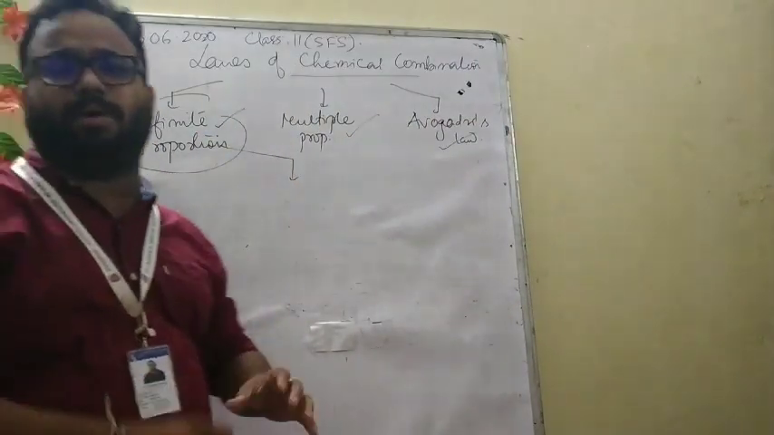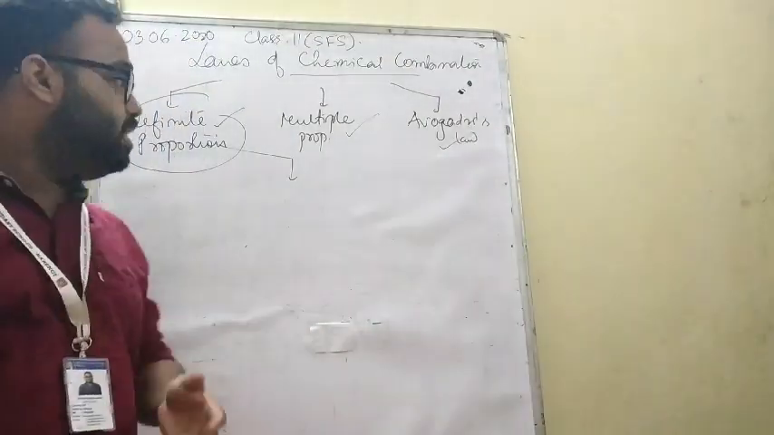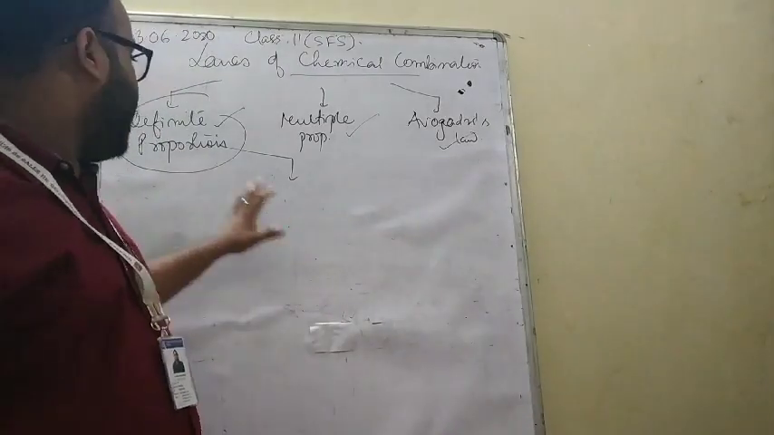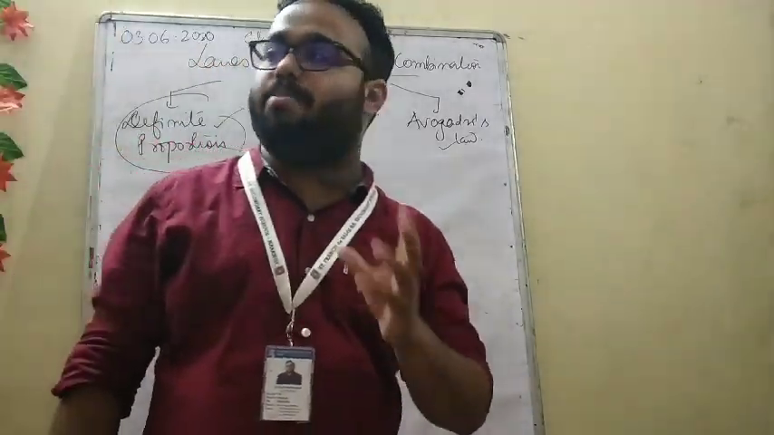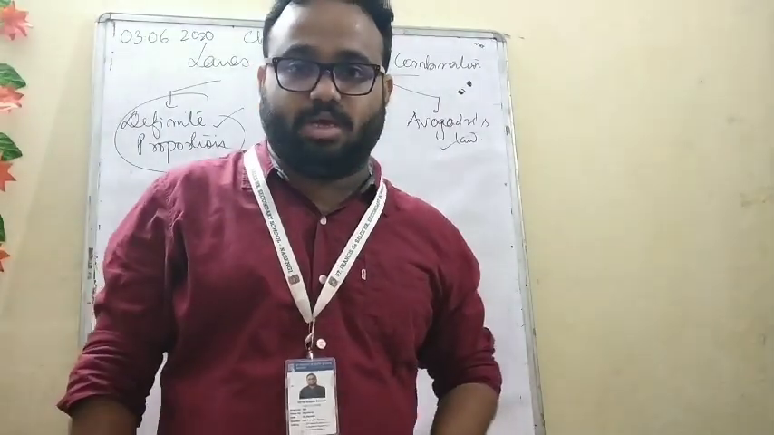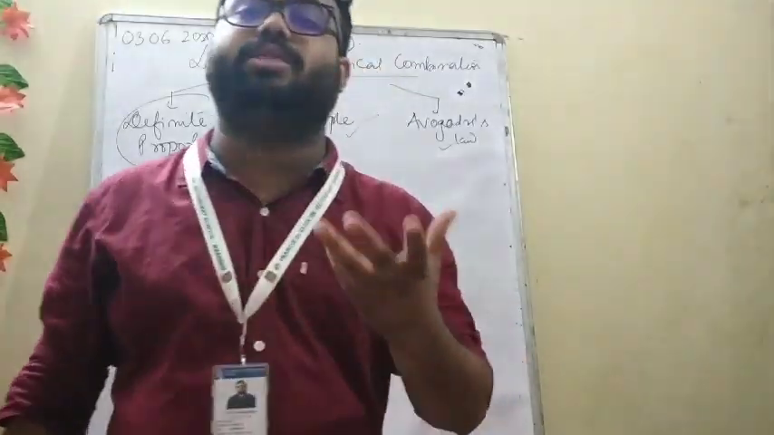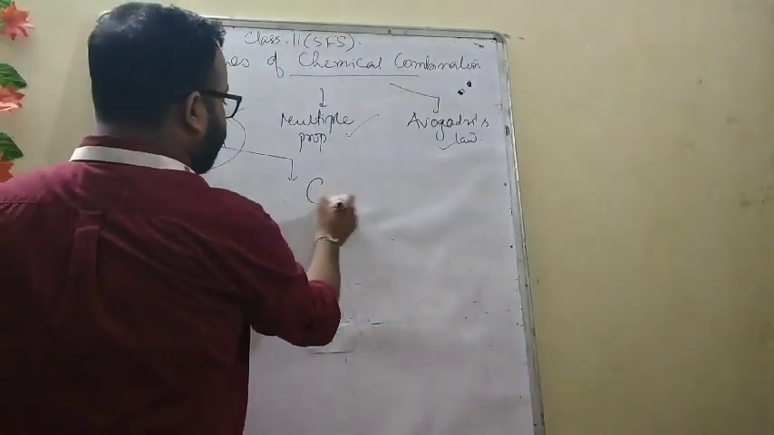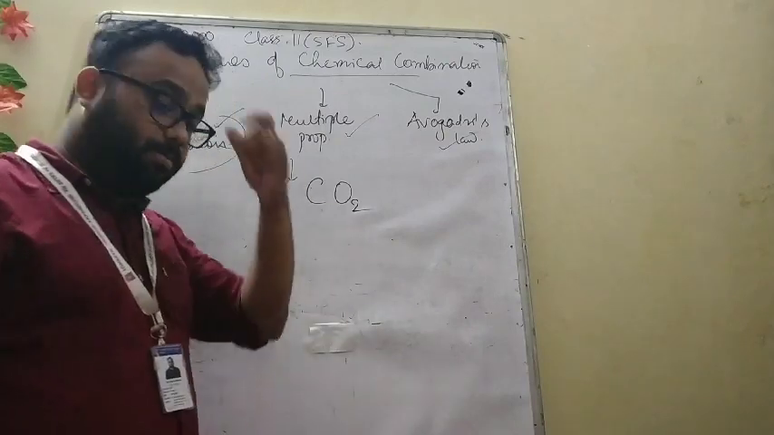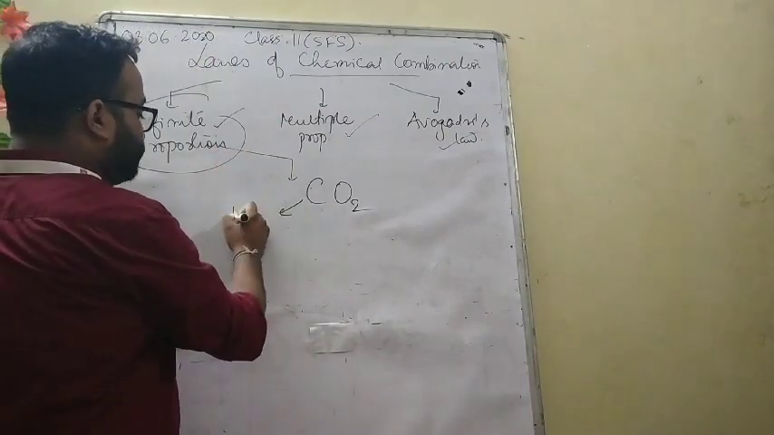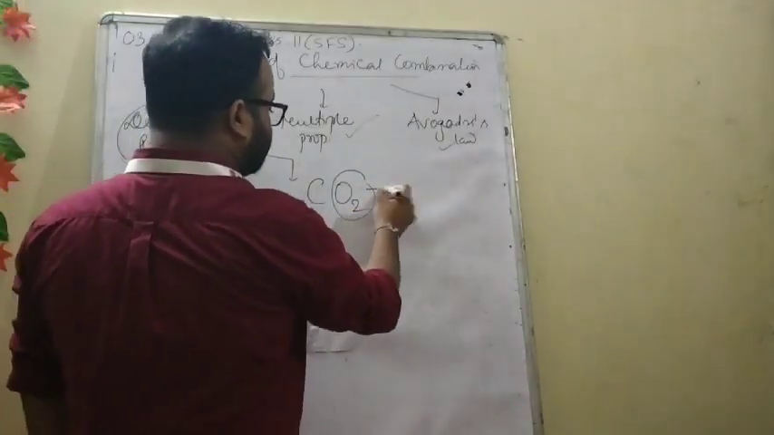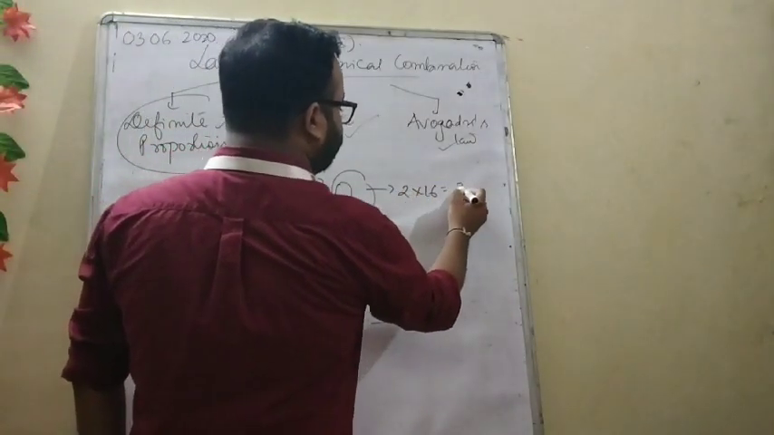Definite proportion, I guess you have studied earlier also in class 9. Notes I will give you: according to this law, elements are present in a compound in a definite ratio, in a definite proportion. So I have to check in what proportion they are present. Suppose I take the example of carbon dioxide, where carbon is present as 12 grams and oxygen as 2 into 16, that is 32 grams.